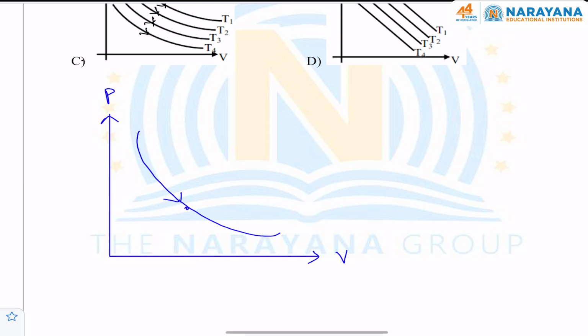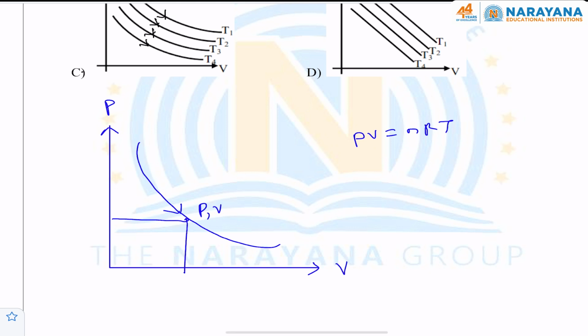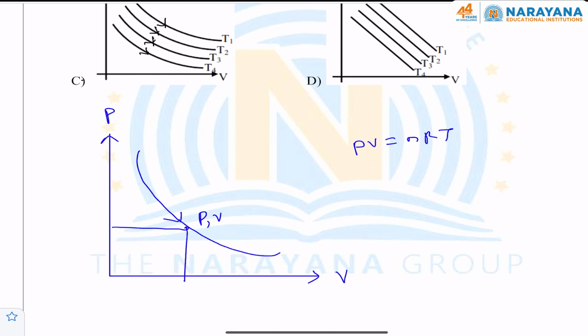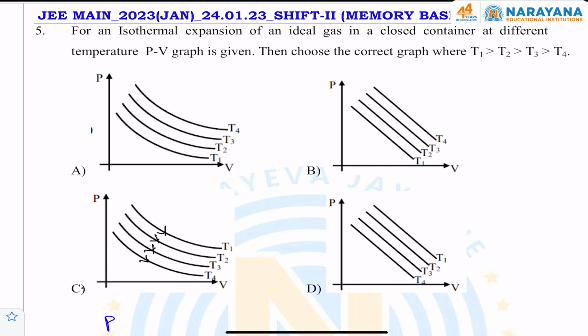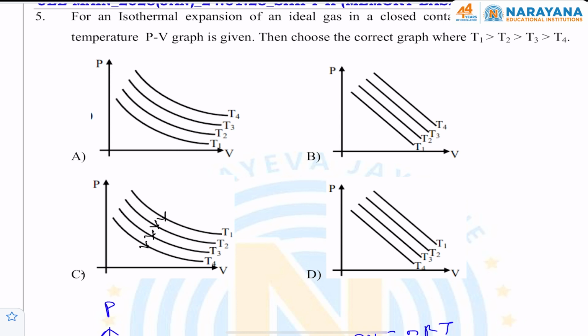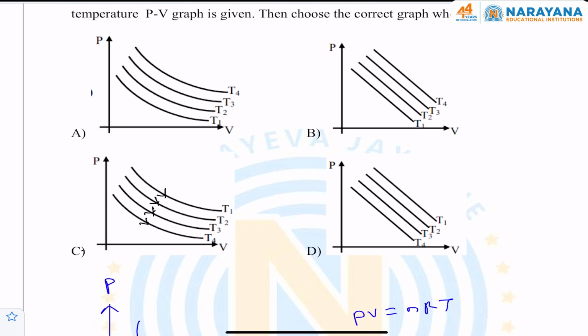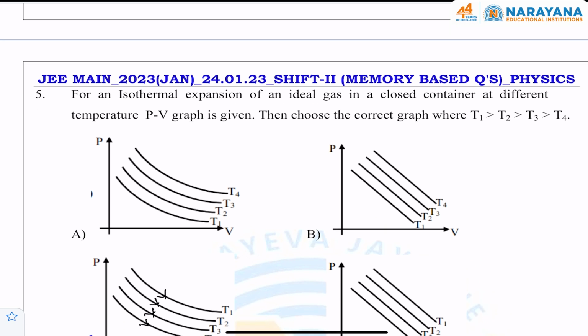At any point, as temperature is constant, the product of P and V should be proportional to temperature according to the ideal gas equation PV equal to nRT. From this it is clear, if temperature is large, this curve will be farther away from the origin of the PV diagram. So according to that, we can eliminate B and D options as they are given as straight lines. We have to look at A and C options. In A and C, T1 is larger than T2 means T1 should be farther away from the origin. So this is the correct representation of the required PV diagrams for the isothermal process.